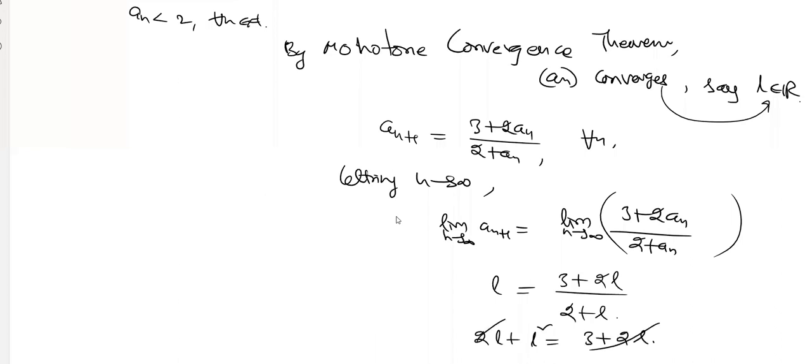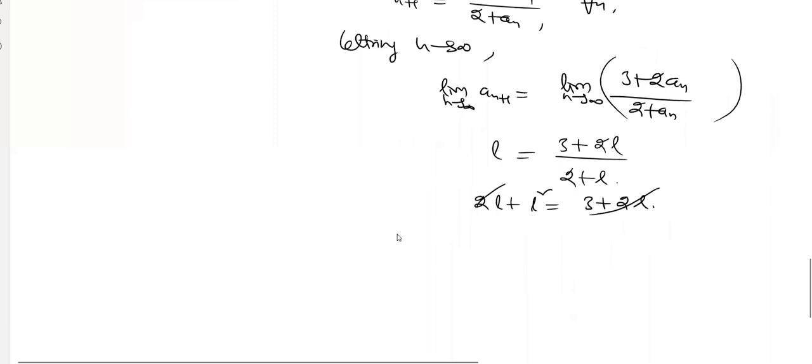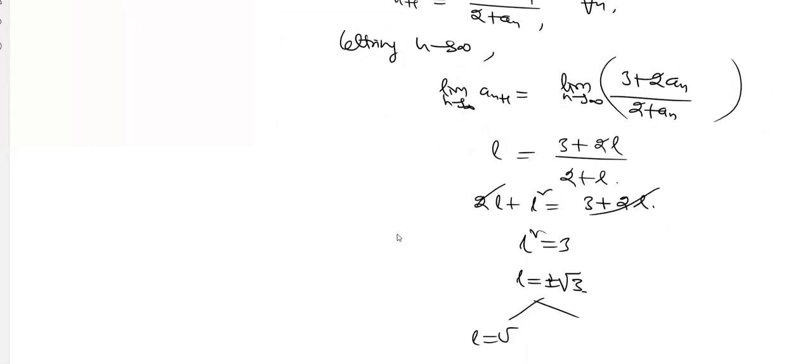Therefore, 2L cancel, because L is a real number, we can easily cancel them. Therefore, L square is equal to 3. Therefore, L is equal to plus or minus root 3. Therefore, there are two options. Either L is equal to root 3 or L is equal to minus root 3.